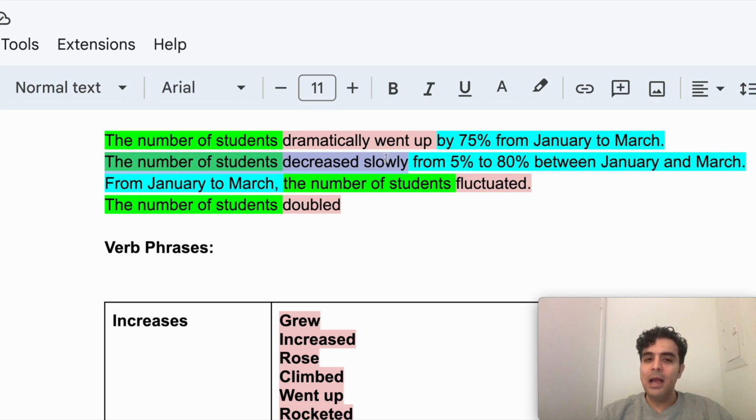Let's add an adverb of time to the third sentence. Let's see how we can do that. See, it says from January to March, the number of students fluctuated. But how do we describe fluctuation?